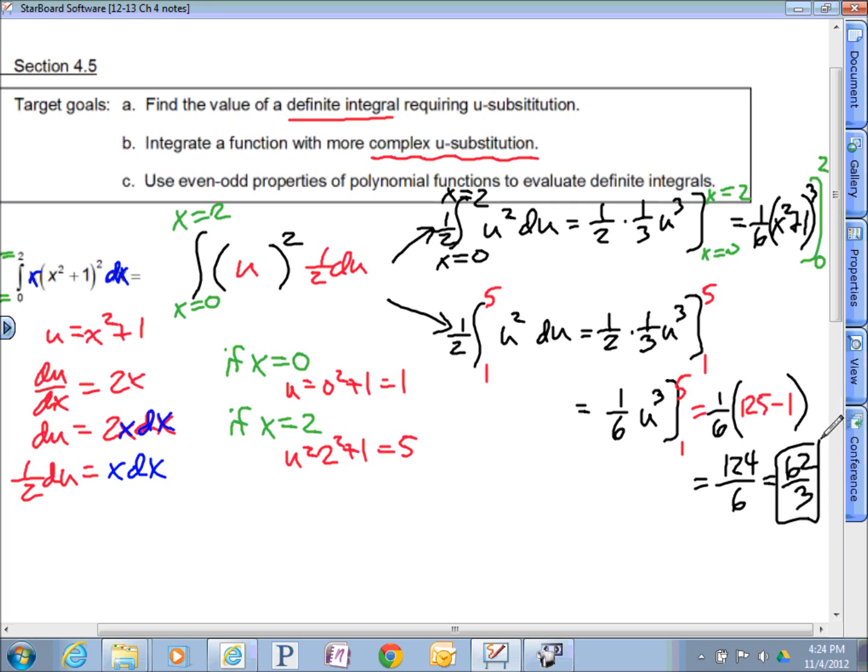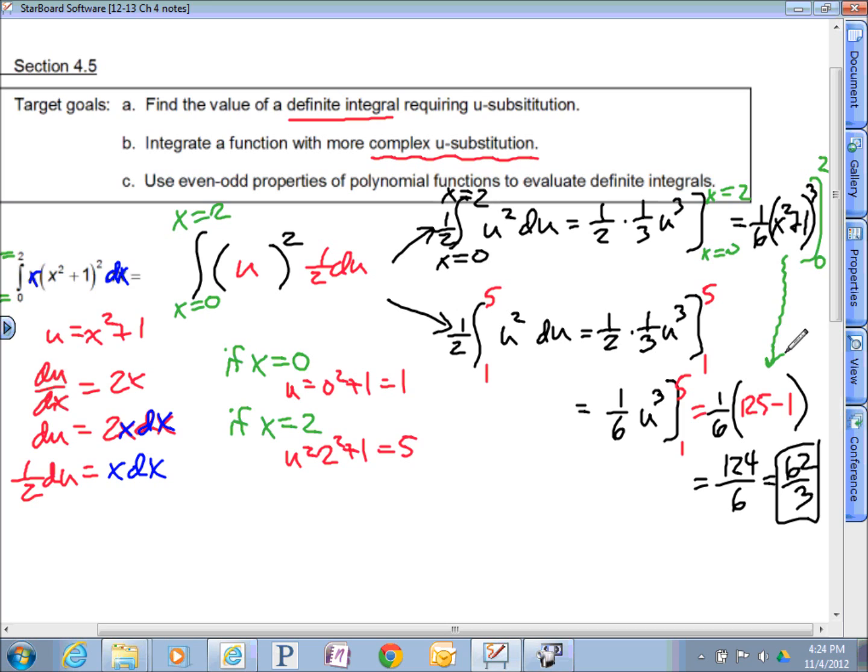Doesn't matter if you reduce it or not, I guess. Whereas if you do it up on the top, you're going to plug your 2 in. If you plug your 2 in, you're going to get, let's see, you're going to end up with, wait a minute, I think if you plug this in, you're going to end up with the same thing. So what you have there is 2 different ways to get to the same place.